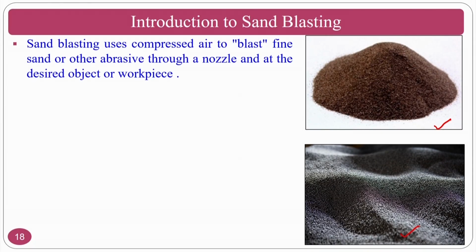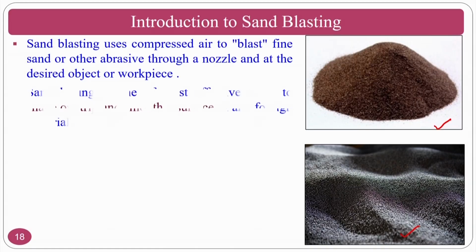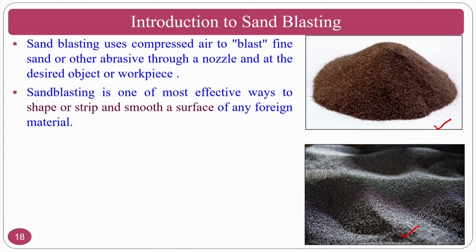The sandblasting uses compressed air to blast fine sand or other abrasives through a nozzle. Actually, there will be a nozzle through which you will send the compressed air along with the sand particles or the abrasive particles, so that you can impinge on the surface to be blasted. Sandblasting is one of the most effective ways to shape, strip and smooth the surface. That means that if I want to remove a certain layer, assume that I have an oxide film formation on a particular object, I can do the sandblasting and remove that surface, which I will show in the next slides.